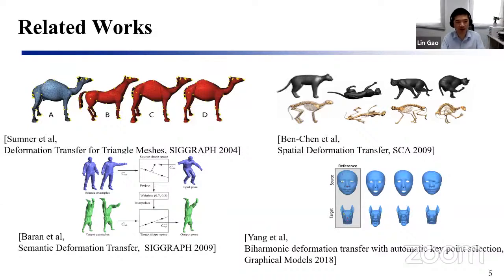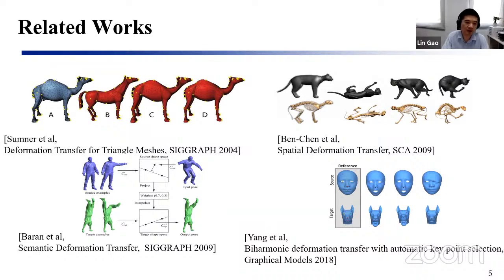There are a lot of works for humans. They need to label the correspondence between the source model and the target model. For example, in this figure, there are two human motions, and they need to label the correspondence between the two mesh models. This is the solution for deformation transfer for triangle meshes. This is the paper from SIGGRAPH 2004.